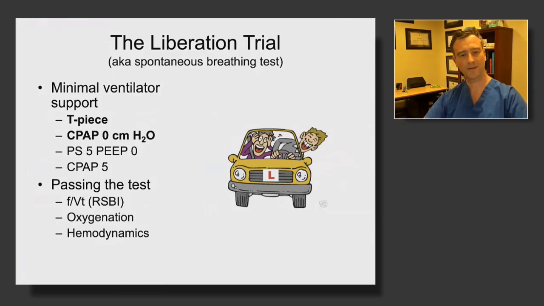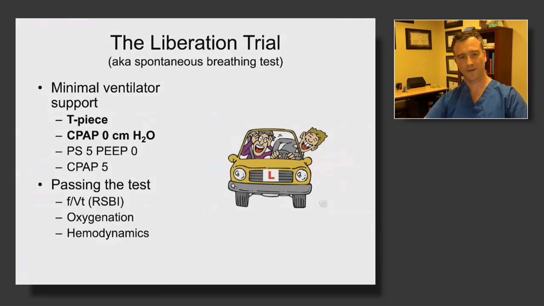Now, probably the best validated criterion for passing the test is what we call the rapid shallow breathing index, or the f over Vt, the ratio of respiratory frequency divided by tidal volume in liters. And so this will range anywhere between 30 and 200, depending on how the patient does. And the lower, the better. Lower means that the respiratory rate is lower and the tidal volume is higher. So it's a way of looking for a rapid shallow breathing pattern.